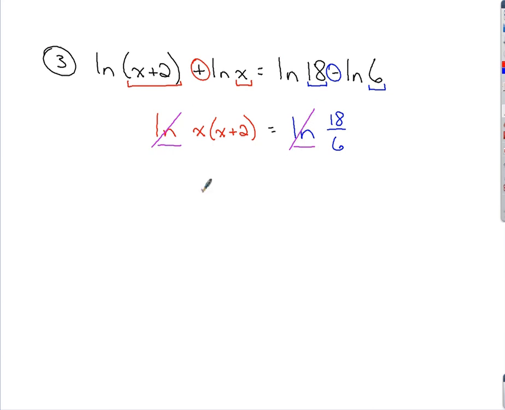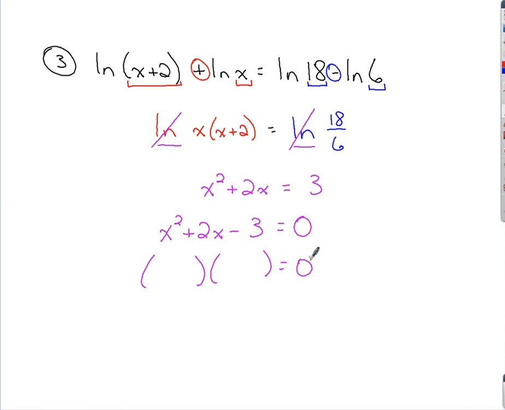If they go bye-bye, I've got x squared plus 2x, when I multiply that out, equals 18 divided by 6, 3. You've got a quadratic equation. So we bring everything to one side. We set equal to 0. Solving from here, looks like we could factor this, right? It's got to be 3 and 1. It'd be a plus 3 and a minus 1.